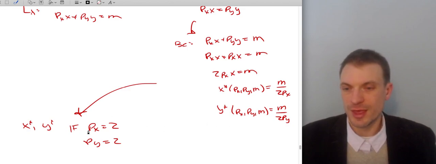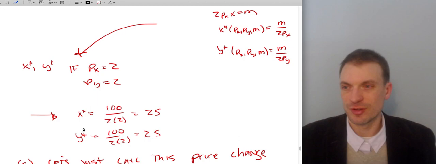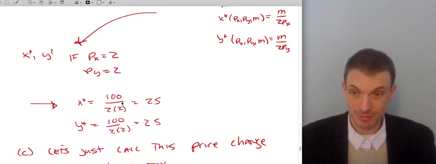All right, then we're asked what happens to x and y if the prices are 2 for both. So I'm just going to use these demands. My income was 100. 100 divided by 4 is 25, right?